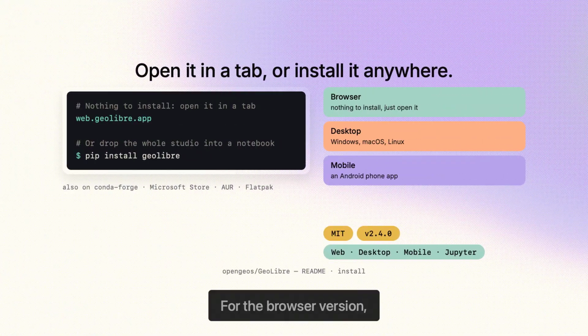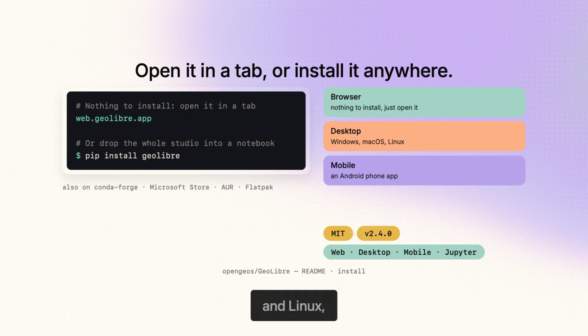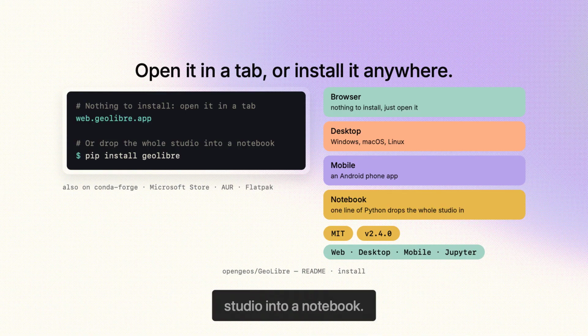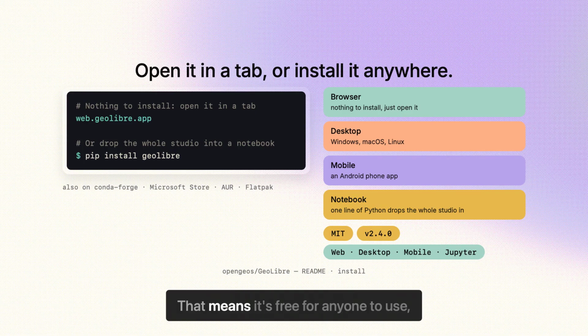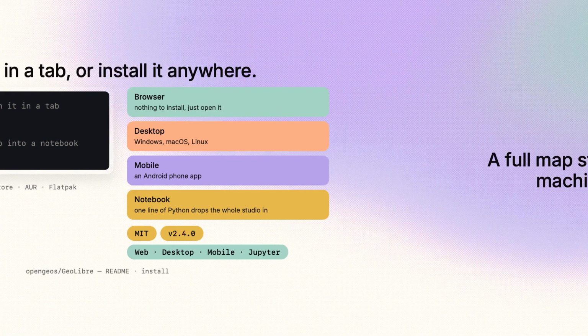For the browser version, there's nothing to install, you just open it. Want it native? There are installers for Windows, Mac, and Linux, a phone app, and one line of Python drops the whole studio into a notebook. It's MIT licensed. That means it's free for anyone to use, even in the paid product. Version 2.4.0 shipped today, under fast active development.